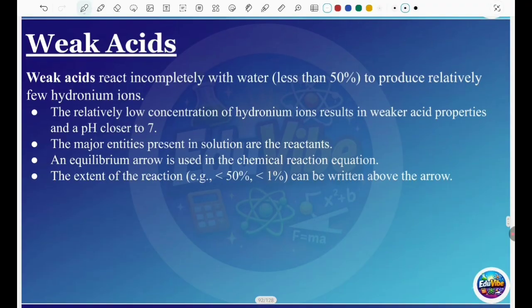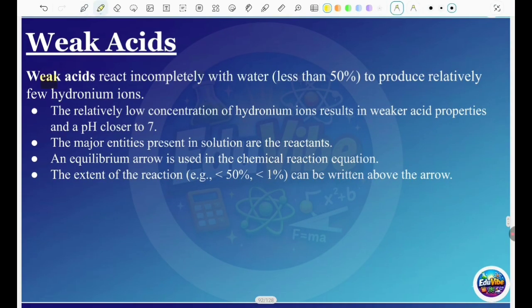Then we have weak acids. Weak acids react incompletely with water, less than 50%, to produce relatively few hydronium ions. A relatively low concentration of hydronium ions results in weaker acid properties, and we have a pH which is closer to 7, like a pH of 5.